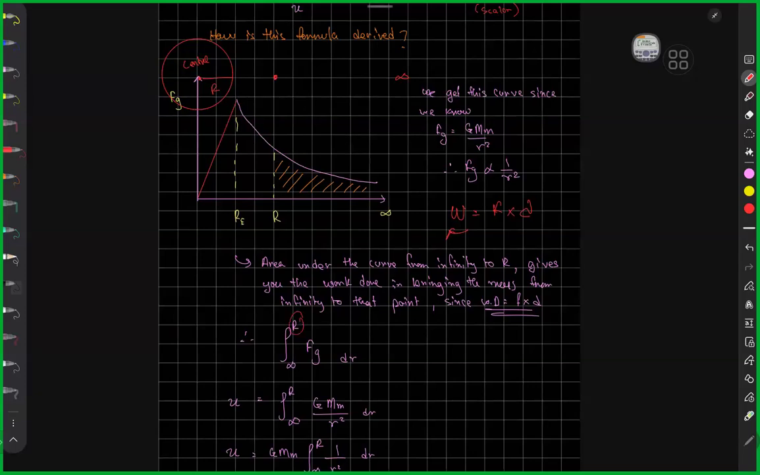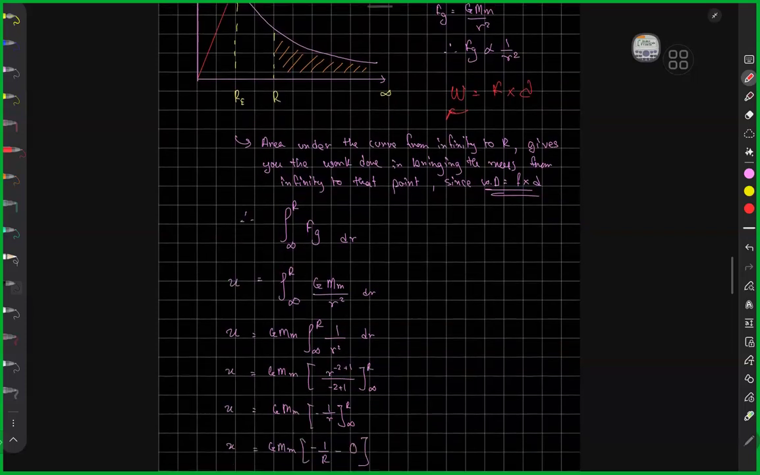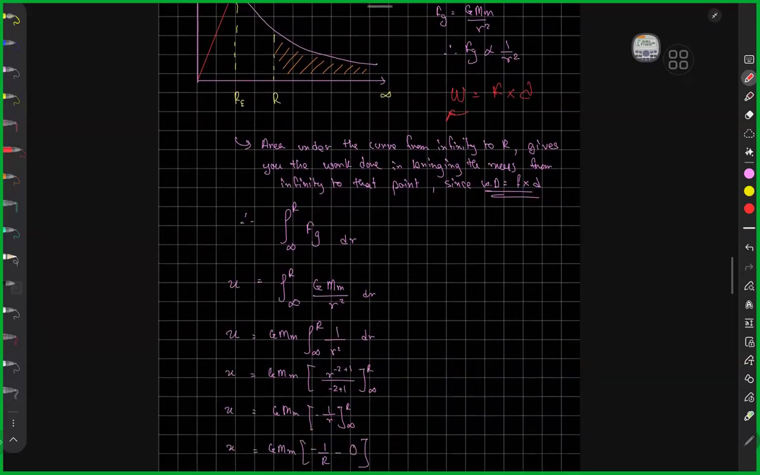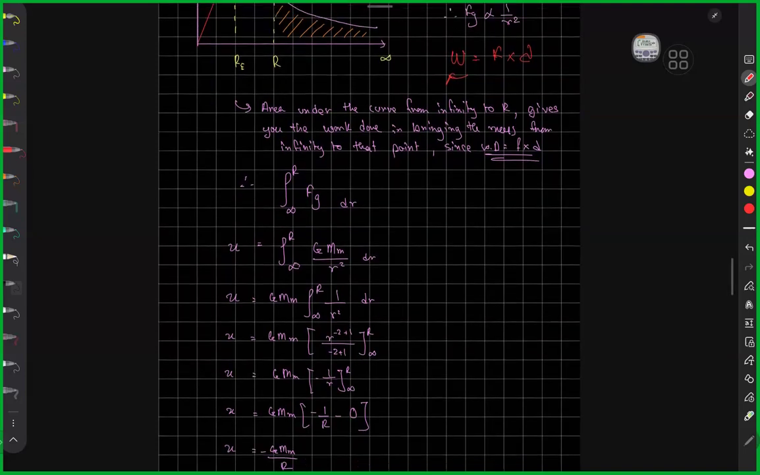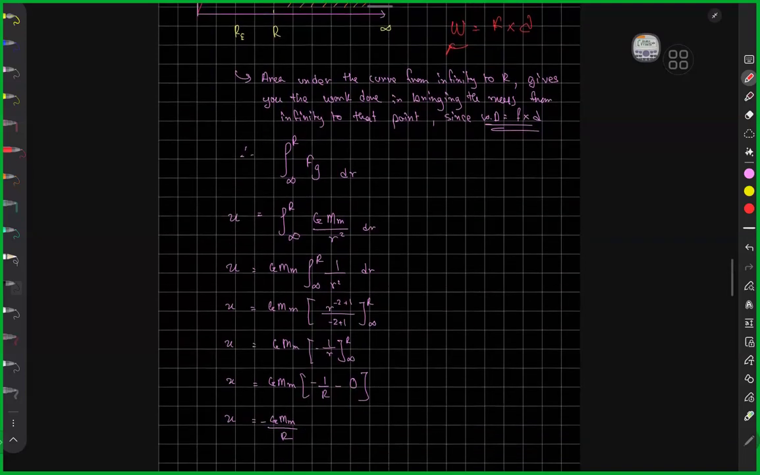This is the final position. Because what is the definition of GPE, guys? What is the work done from infinity to a defined point? So my initial point is infinity and my final point is what? r, the defined point or the point I'm bringing the object to. Is that clear? Great. So now what do we do? We integrate. So GMm by r squared is my force Fg. dr is the distance element.